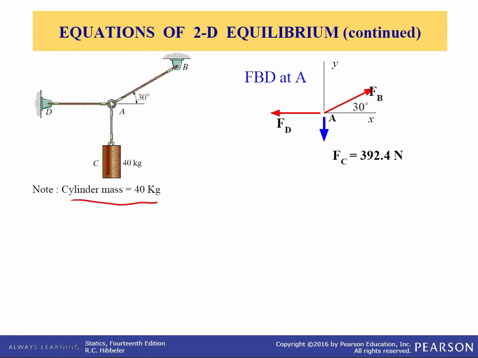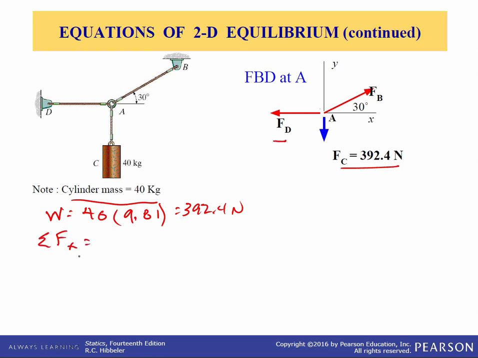Now that's the mass, it's not the weight. To get the weight from the mass, you always multiply by acceleration due to gravity. So in this case, the weight is 40 times 9.81, or 392.4 newtons, which you see here. So let's write the scalar equations of motion. So let's first sum forces in the x.